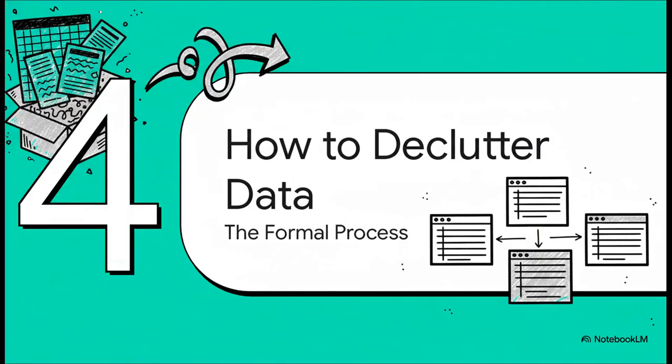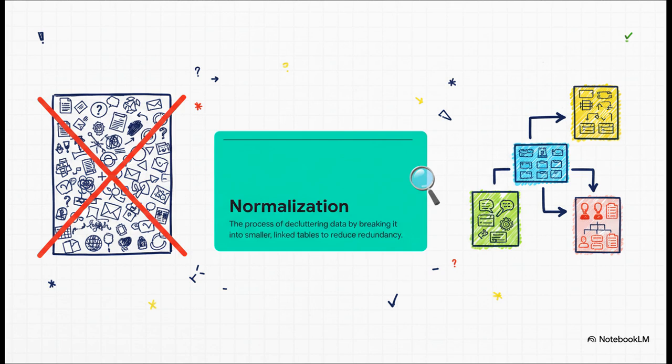Now, this whole process of breaking down a big, messy table into smaller, linked ones, well, it has a formal name. And yeah, it's a bit of a technical term, but I promise, the concept itself is beautifully simple. It's called normalization, but really, you can just think of it as decluttering for your data. It's the whole strategy of organizing your information to get rid of all that wasteful repetition and, most importantly, to make sure your data is reliable and consistent.